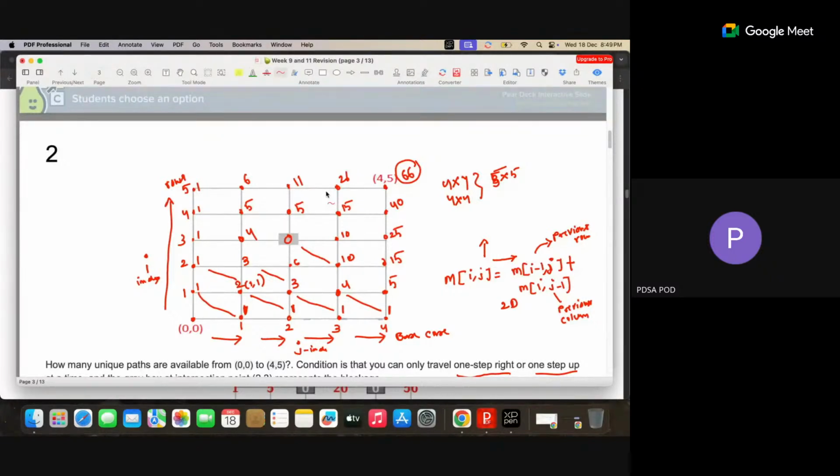The standard approach is calculating I minus 1 and j minus 1. These two we are adding to compute the current path. Like to compute this 15, we use this value and this value to compute the current value of 15. So I minus 1 and j minus 1.